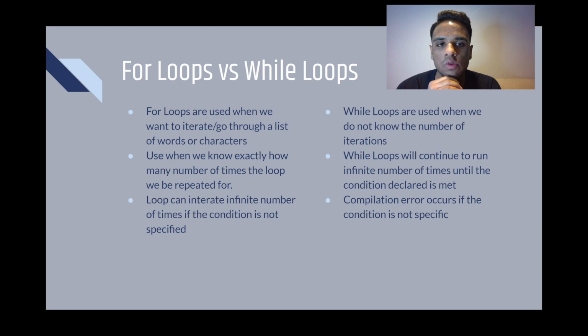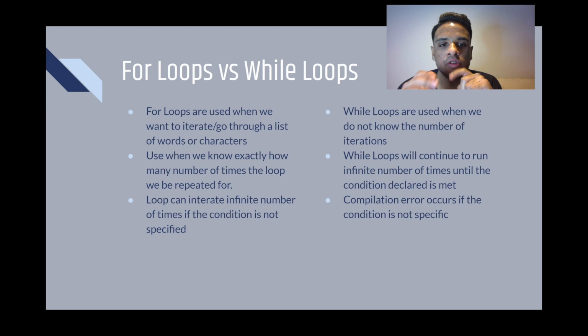So we use the while loop when we do not know the number of iterations, right? Basically, when we don't know a specific number, we don't know how many times we want this to be repeated, we use the while loop because it's not defined. We could be using it maybe 10 times, 20 times, but we don't know the exact number. That's where the while loop becomes more efficient over the for loop.